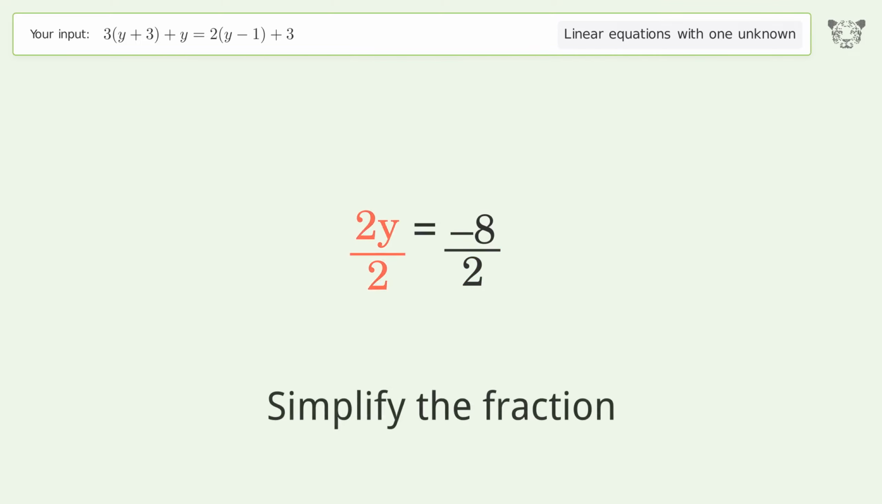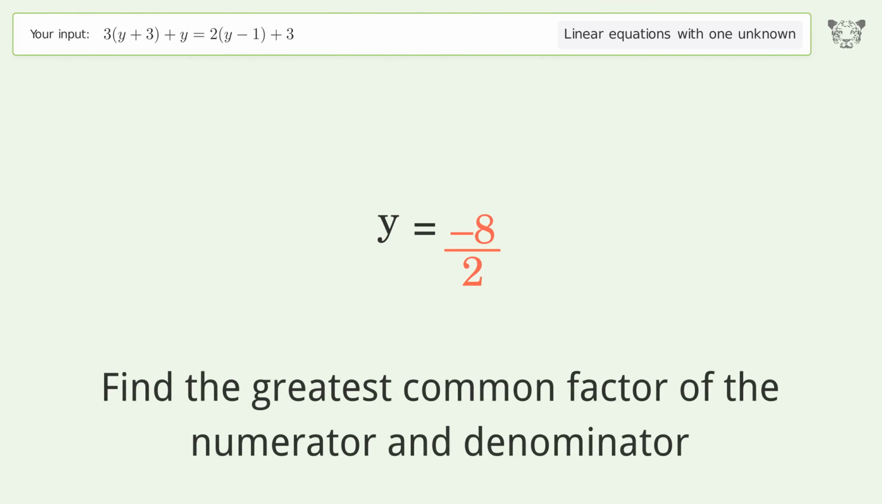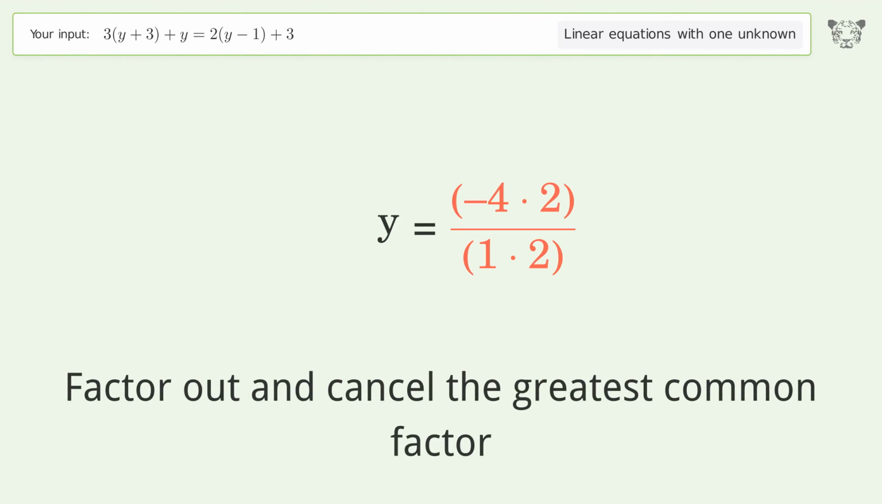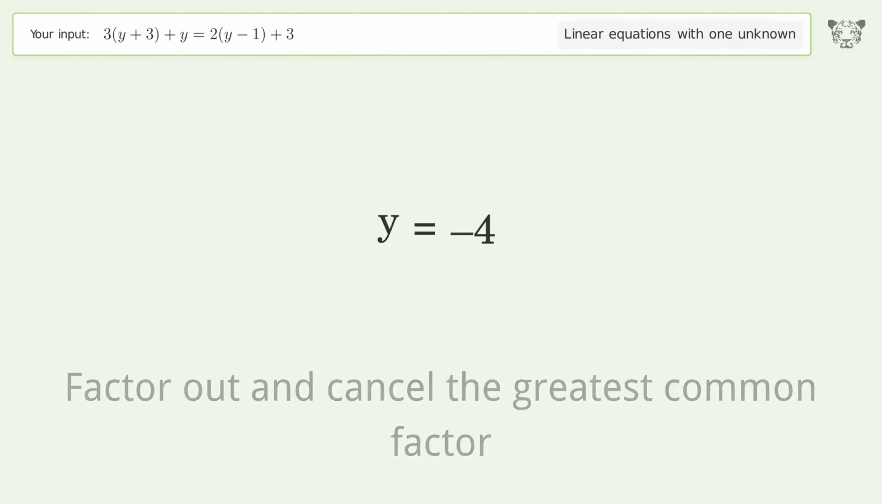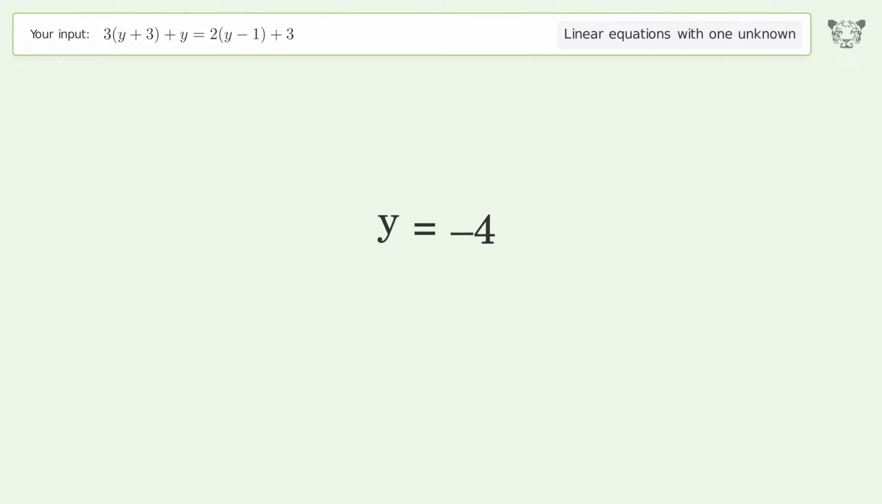Simplify the fraction. Find the greatest common factor of the numerator and denominator. Factor out and cancel the greatest common factor. And so the final result is y equals negative 4.